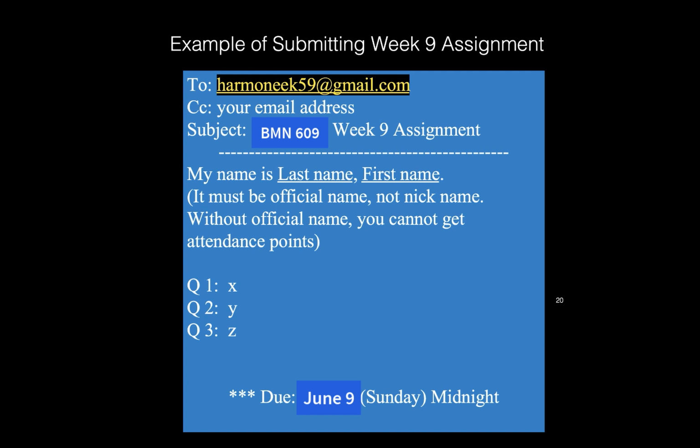And as always, this is your last assignment. So the week 9 assignment: write your last name, comma, followed by your first name, and then write down your answers to the 3 quiz questions. You will submit these answers by Sunday midnight.